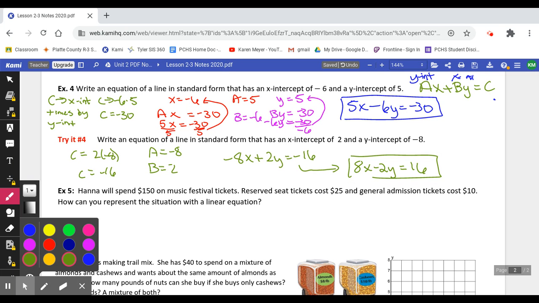This was a little tricky because most people want to just circle negative 8x plus 2y equals negative 16 as their answer. But if you remember when we talked about standard form, we said that you couldn't have a negative number in front of x. So in order to get rid of that, we had to go through and switch all the signs. So your final answer is really 8x minus 2y equals 16.